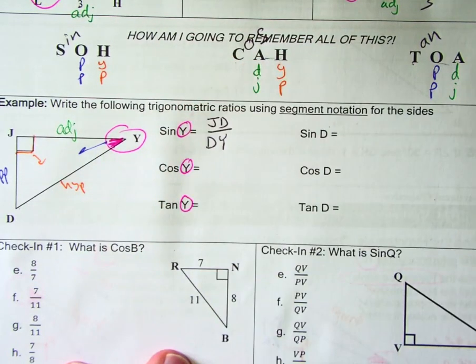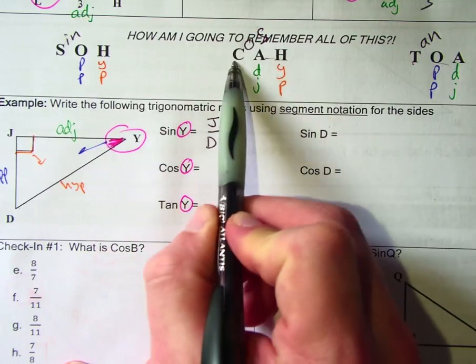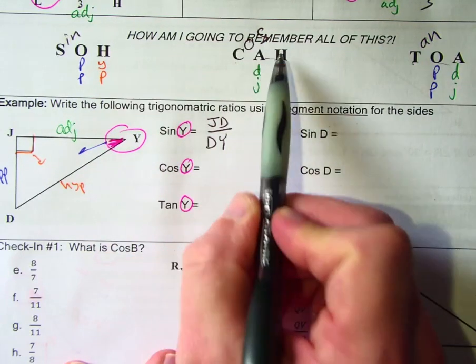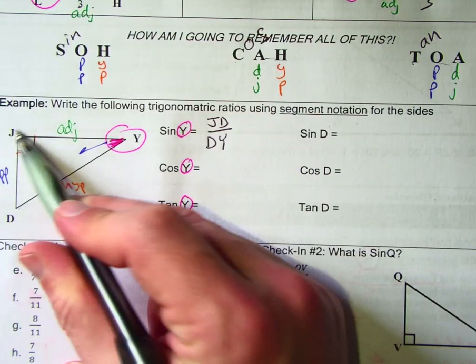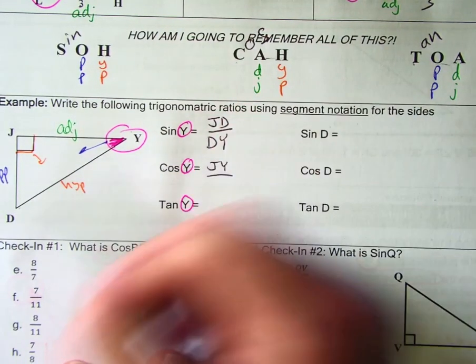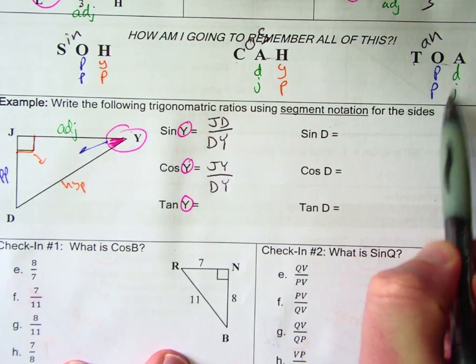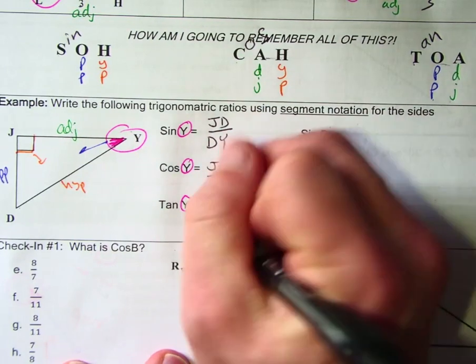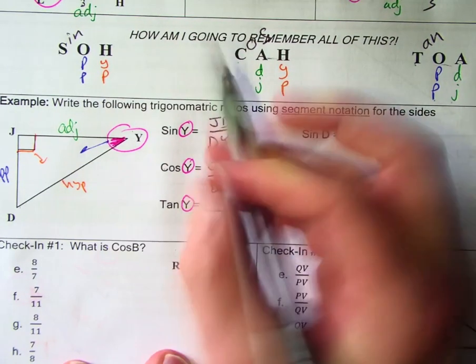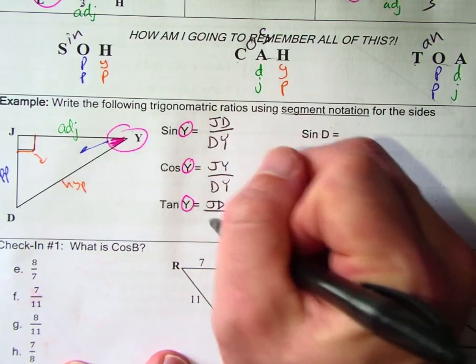Done. Cosine of Y. Well, that's CAH. Cosine, C for C, is adjacent over hypotenuse. So the adjacent is JY, and the hypotenuse is still DY. Finally, tangent is TOA. It's opposite over adjacent. Opposite is JD, and the adjacent is JY.